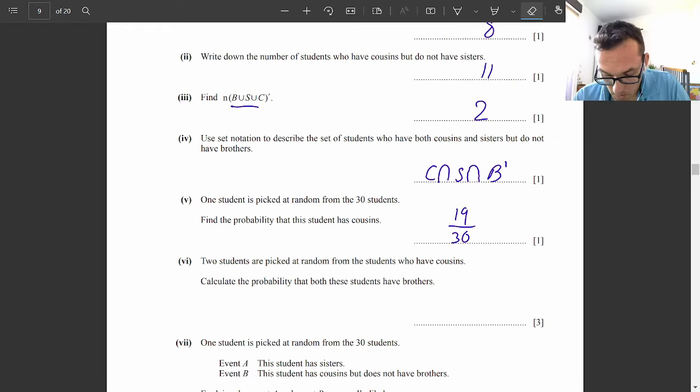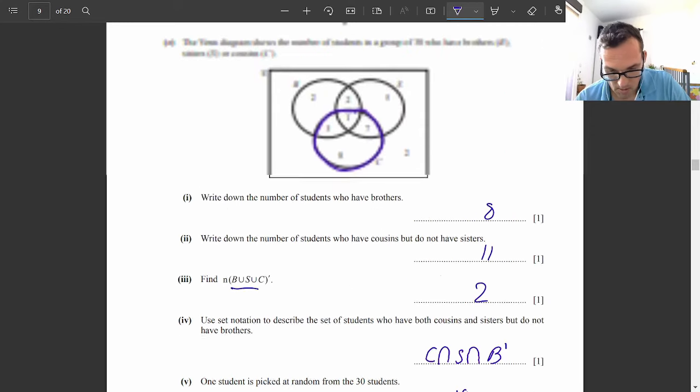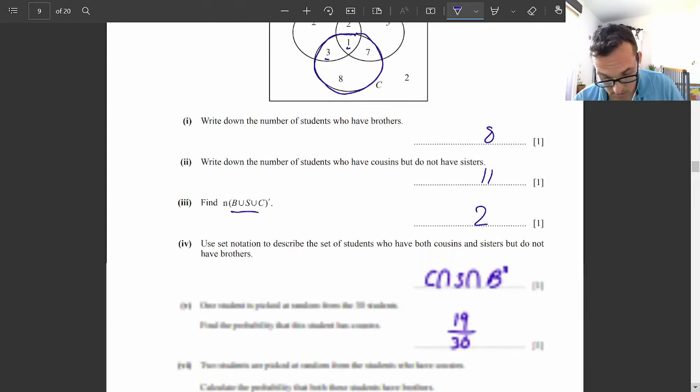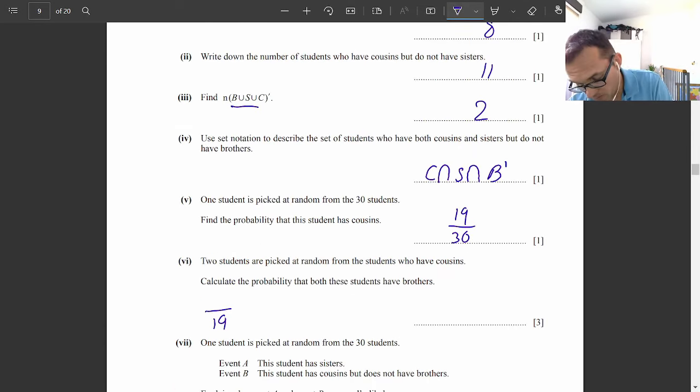Calculate the probability that both these students have brothers. So the first time we pick, there are 19 students in that set. Of those 19, how many have brothers? 3, and this one here. That one's also got a sister, but that's not relevant. So there are 4 of the cousins that have brothers. So the probability of picking that first person is 4 out of 19.